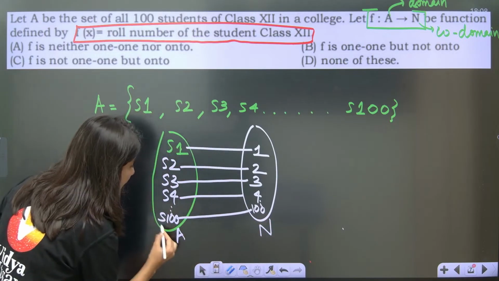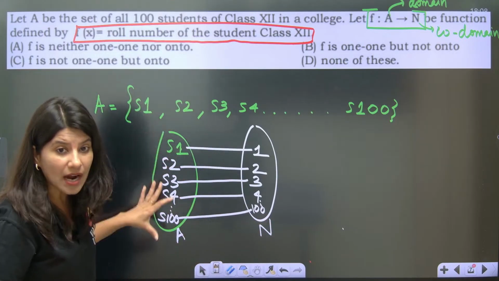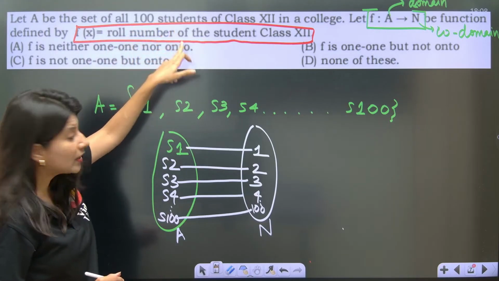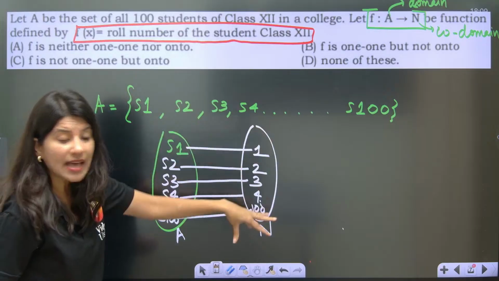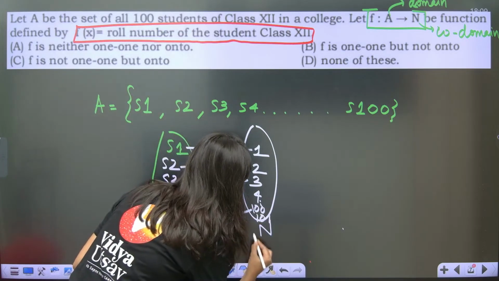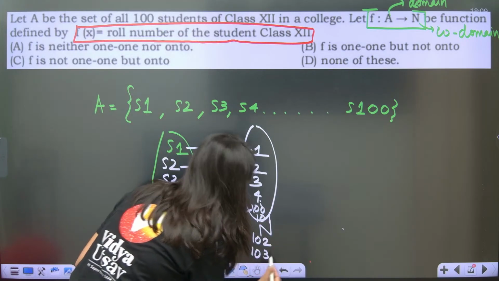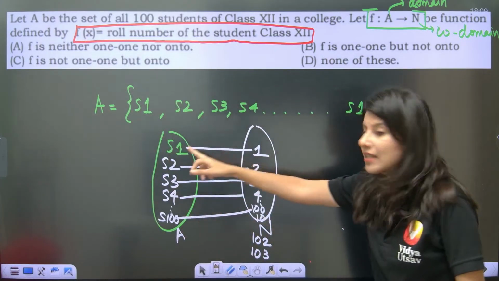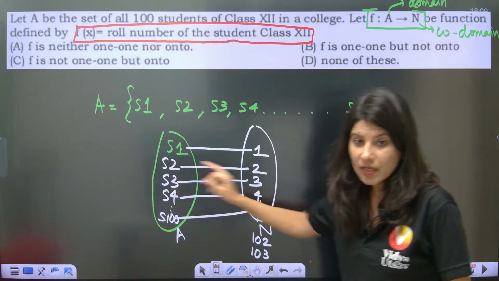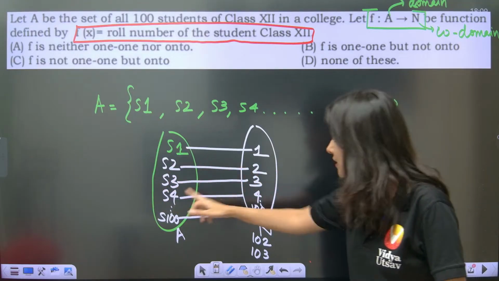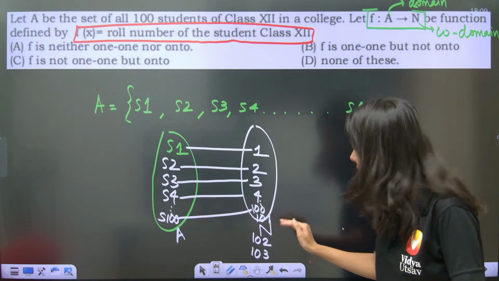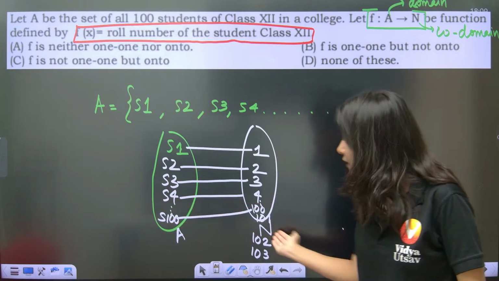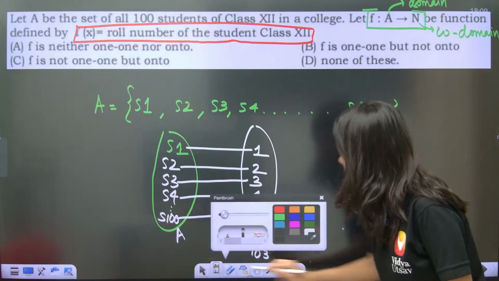And then there are no more students. There are only 100 students in set A, as clearly stated: A is the set of 100 students. But the natural numbers go on, 101, 102, 103 are also there. So you can see that 1 has its pre-image, 2 has its pre-image, 3 and 4 have pre-images, 100 has its pre-image, but 101 does not have any pre-image, and 102 does not either. So just tell me one thing.